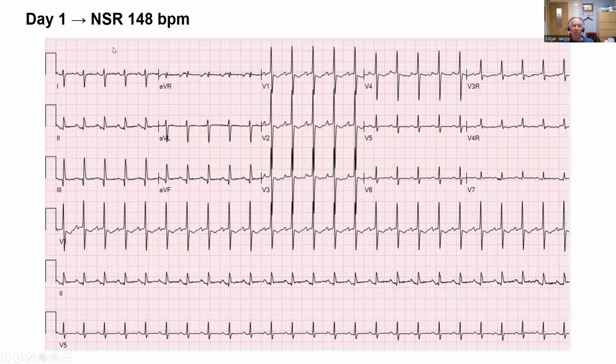Now, what we found at birth is normal sinus rhythm, that is a little bit faster than you would expect. And 3 days later, the patient is discharged with the assumption that the arrhythmia has resolved.